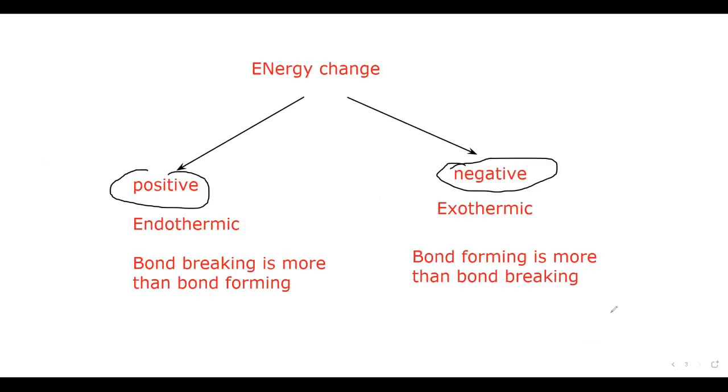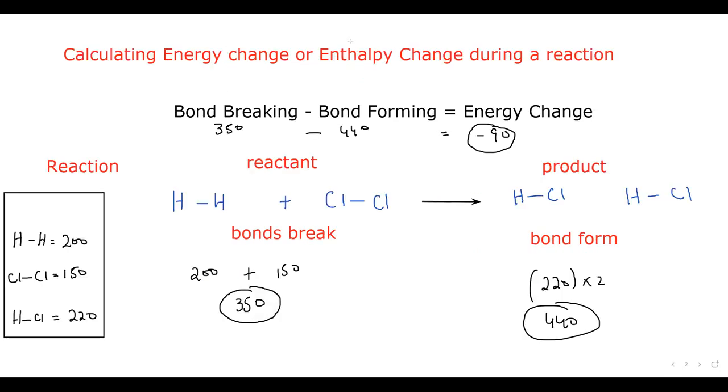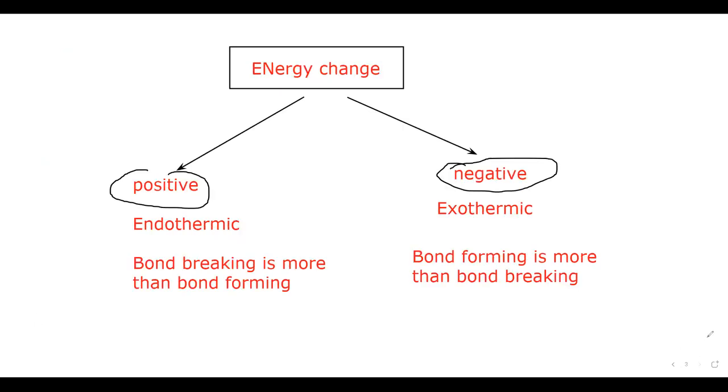So energy change during a chemical reaction can be positive or negative. If you are getting a negative answer, it means the reaction is exothermic. If you are getting a positive answer, it means the reaction is endothermic. Because we are getting a negative answer for energy change, this reaction will be exothermic. So you should be able to identify, using the energy calculation, whether a reaction is endothermic or exothermic.